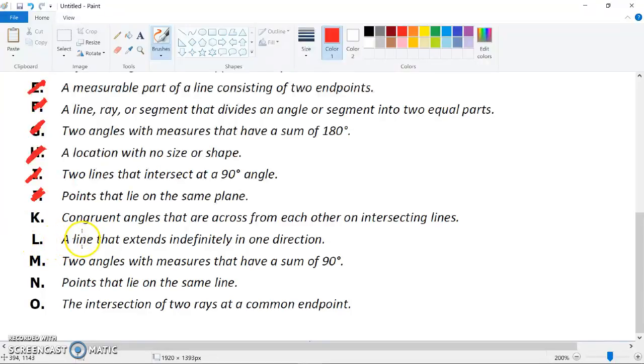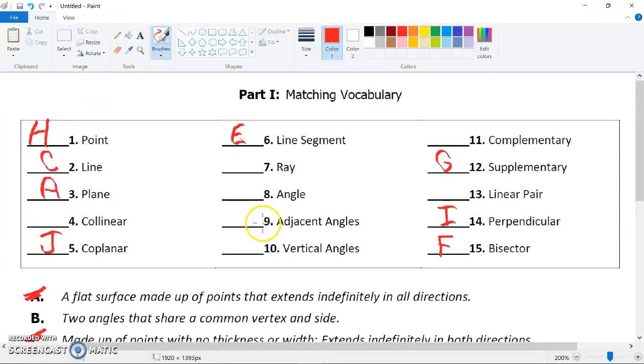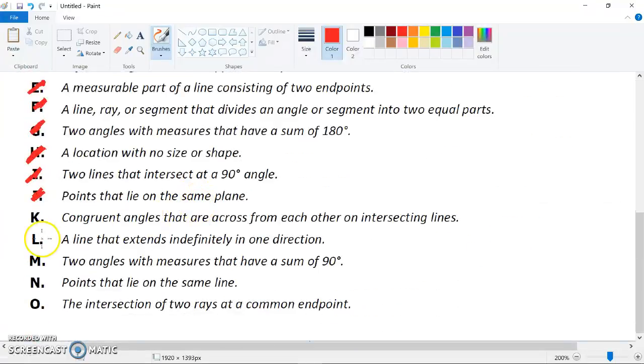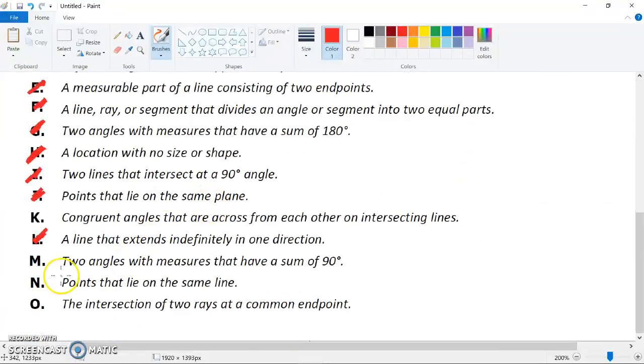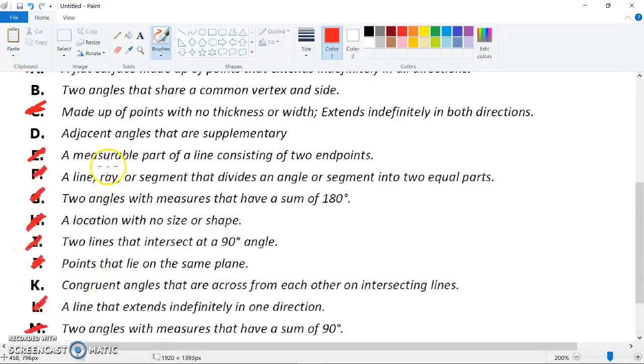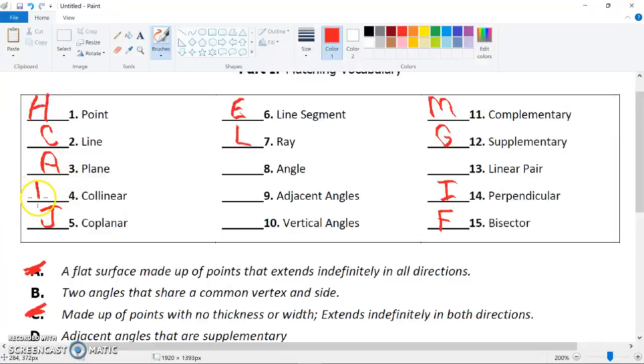Let's do L. A line that extends indefinitely in one direction. So it's only one side that goes on forever and ever. And the only thing that is going to be is a ray. M. Two angles with measures that have a sum of 90 degrees. That is complementary. N. Points that lie on the same line are collinear.